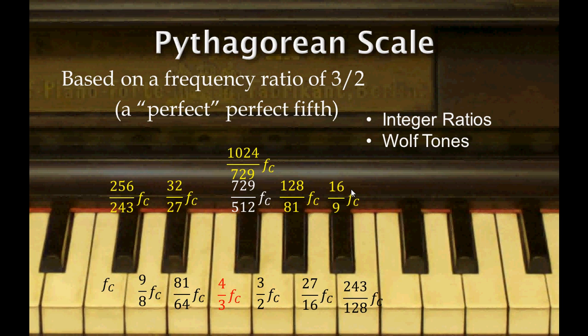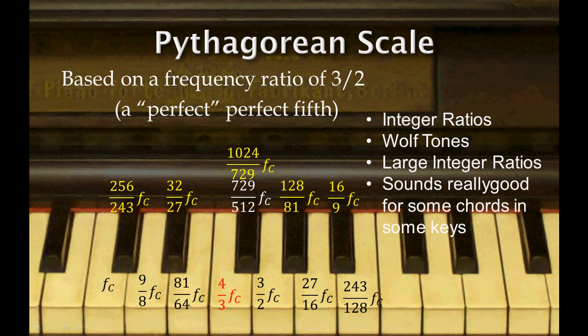And while all of the fifths except the wolf fifth are perfectly consonant, they're just ratios, there's one that sounds really, really bad. All right? Some of these ratios are large integer ratios. So the wolf fifth is a very, very large integer ratio. All right? So the Pythagorean scale sounds really good for some chords and some keys, but it sounds really bad in others. All right, it turns out one of the kind of not so great intervals in the Pythagorean scale is the major third, which turns out to be really important.